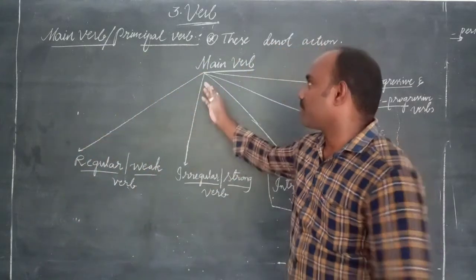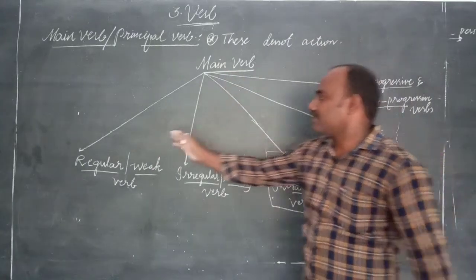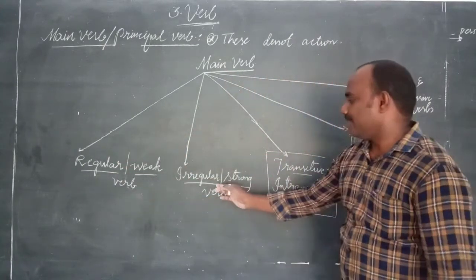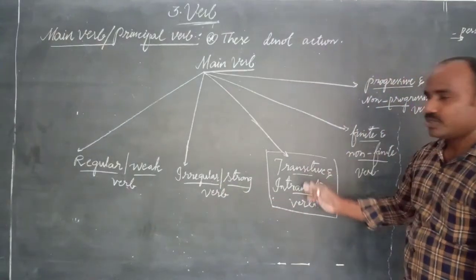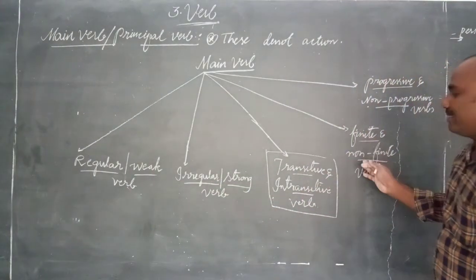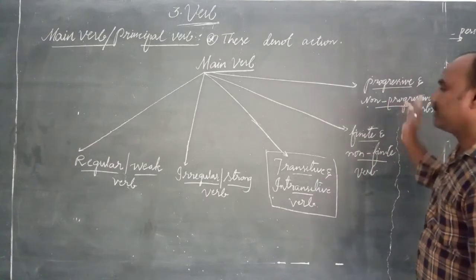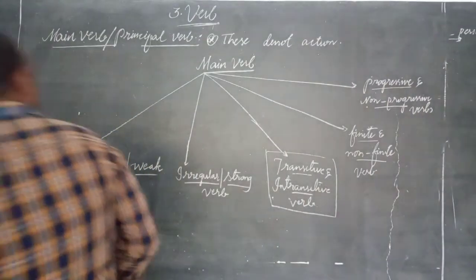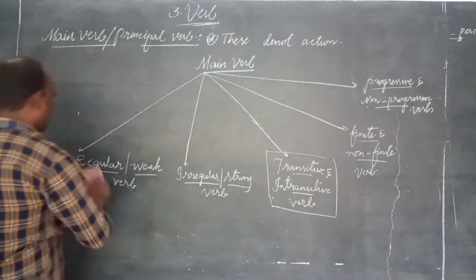Now today this is the topic. See, main verb can be subcategorized like this: regular, weak; irregular, strong; transitive, intransitive; finite, non-finite; and progressive, non-progressive. See, first one, the regular verbs and irregular verbs. We'll see that.